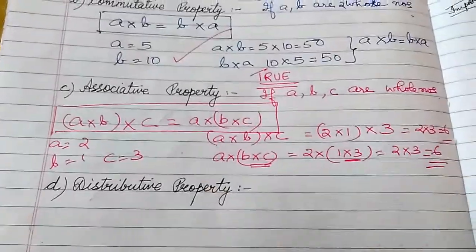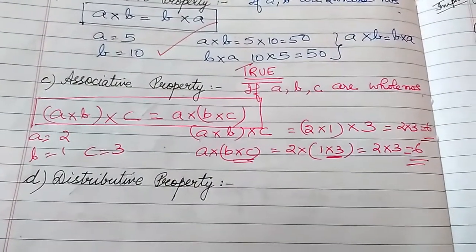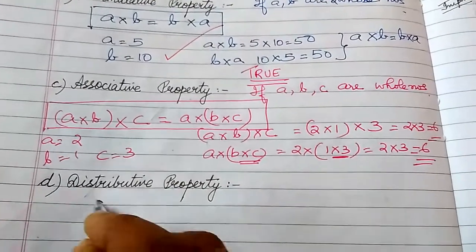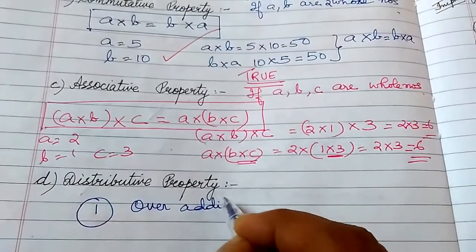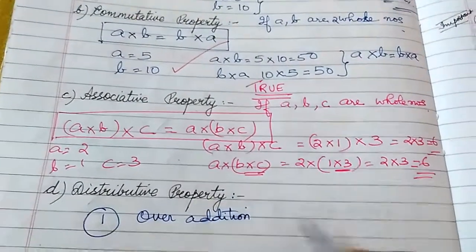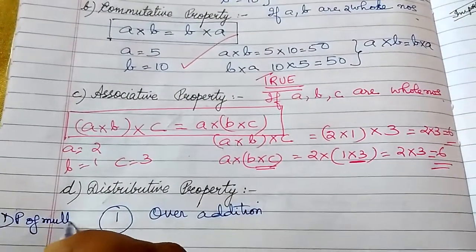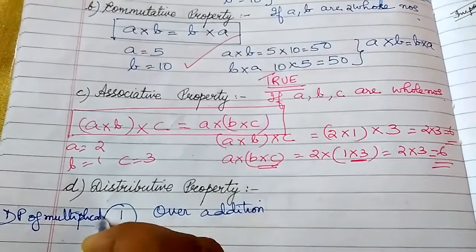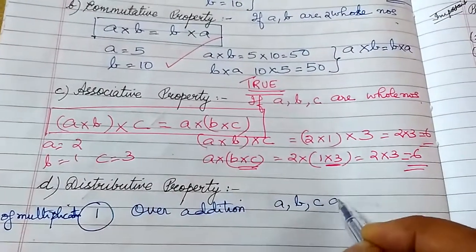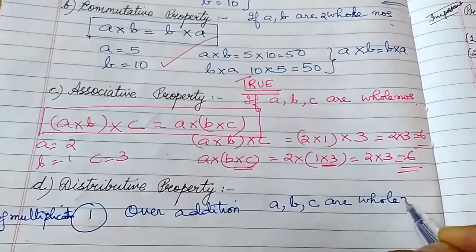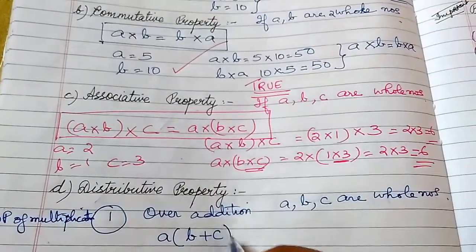Now there is another property called distributive. Like sweets are distributed among your friends during your birthday, in the same way here the distributive property works over addition. You say that it is the distributive property of multiplication over addition. So the first one is, if a, b, c are whole numbers, what is the distributive property? a into b plus c, where b plus c is within the bracket.